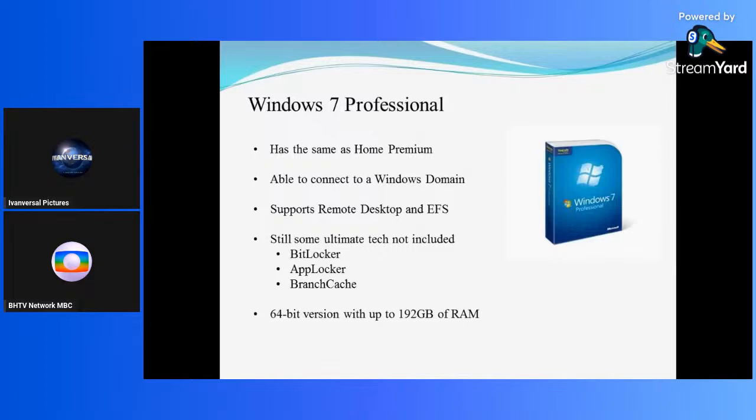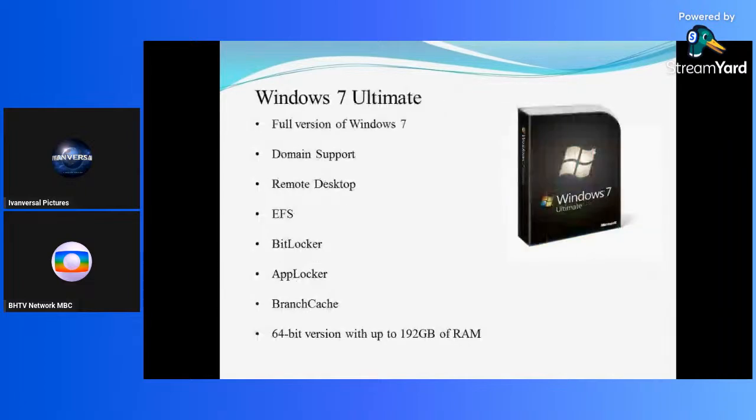There is still no Ultimate tech with this version, such as BitLocker, AppLocker, and BranchCache. There is, however, a 64-bit version of this operating system with the capability of taking up to 192 gigabytes of RAM.